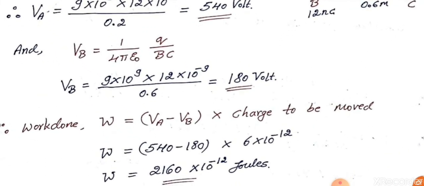By using the same formula, find the work done. We know the work done formula: VA minus VB into the charge to be moved. 540 minus 180. The charge to be moved is 6 picocoulomb. Pico means 10 power minus 12. So you will get this value in terms of joules.